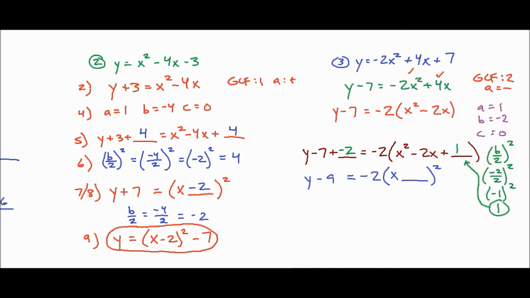This blank space is filled with the value that we get from taking b over 2, where b is negative 2. So it's negative 2 over 2, which is actually negative 1. So this number gets plugged in over here, negative 1. Now if you took x squared minus 2x plus 1 and factored it, class, you'd get x minus 1 times x minus 1, and that we can write as x minus 1 squared.